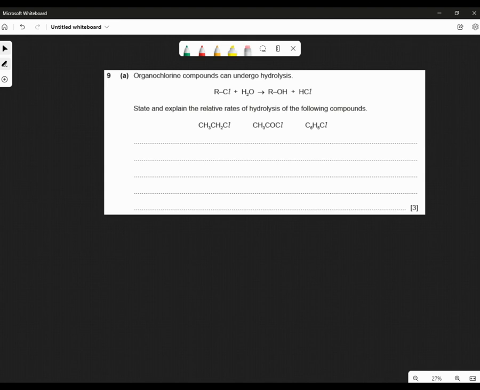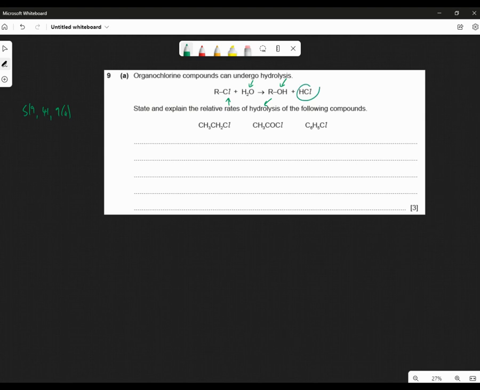This is 9A, summer 19, question paper 41. We've got three chlorides here. Explain the relative rates of hydrolysis. Okay, so what does hydrolysis mean? It takes away this, sticks an OH on. Basically it hydrolyzes the water. That's why it's called a hydrolysis.